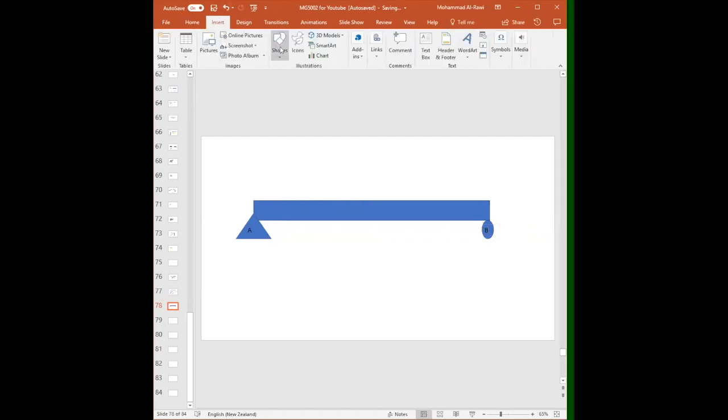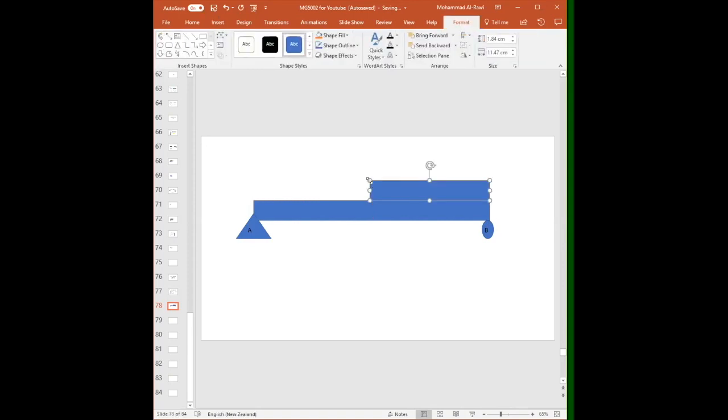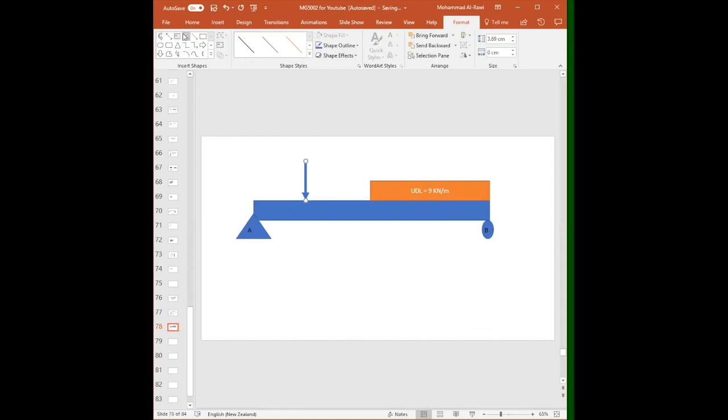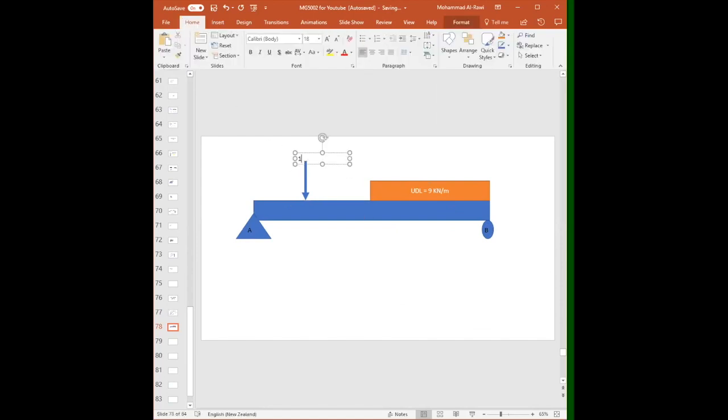Now, interesting thing, what's happened in this beam? On top of that beam, from that end till the center, something is different. Let's call it UDL. UDL equals 9 kilonewtons per meter. And there is also a load about this point, which, let me make it look very obvious, is 12 kilonewtons.